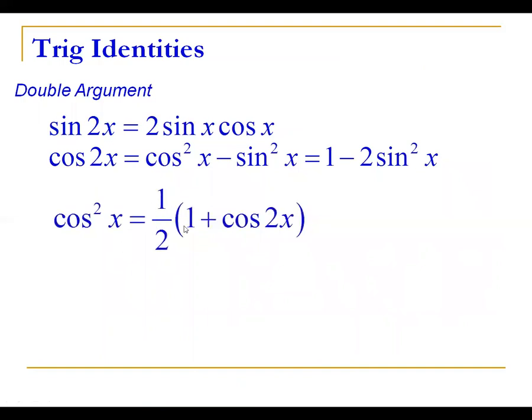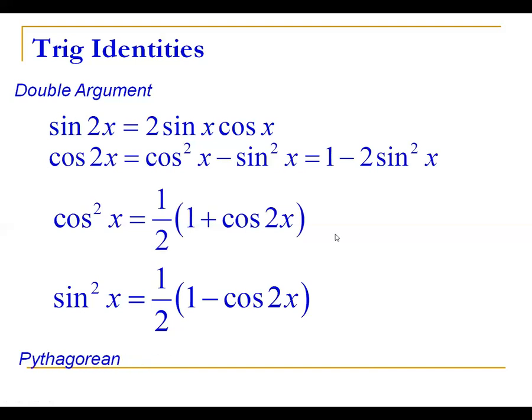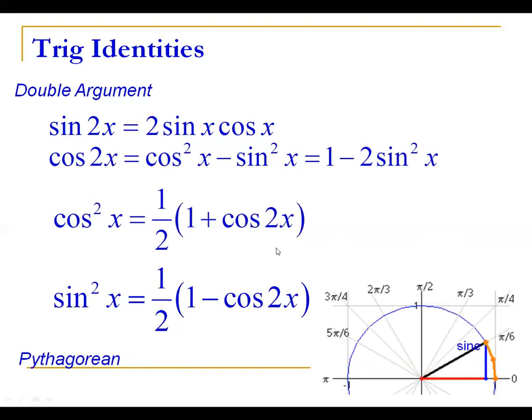Also, it's 1/2 times 1 plus cosine 2x. Cosine squared is also equal to 1/2 times 1 plus cosine of 2x. Sine squared is equal to 1/2 times 1 minus cosine 2x. And these are power reducing formulas. In other words, you could take the power, you could simplify cosine squared to get it without a power. And sometimes that's advantageous. All right, the Pythagorean identity says that sine squared plus cosine squared equals 1.